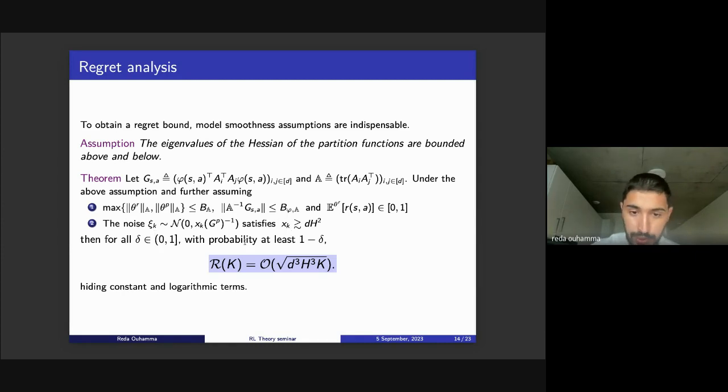Then with high probability, we have that the regret is of this order, which is square root of d cubed H cubed K. And this hides some constants and some logarithmic terms. And of course, it also depends on some parameters that come from this assumption.